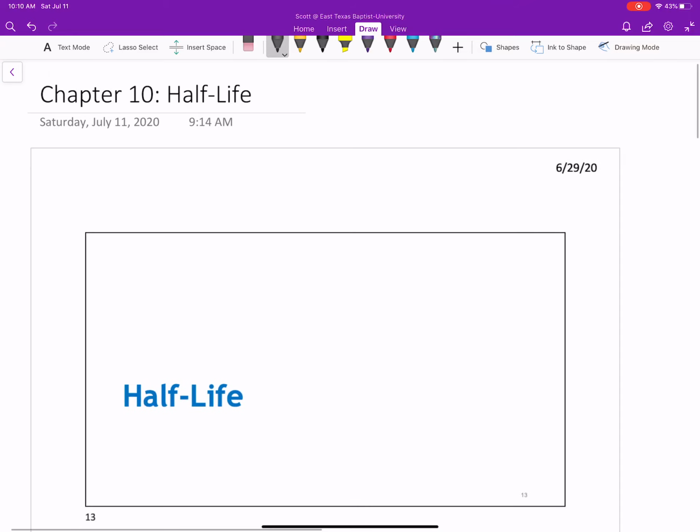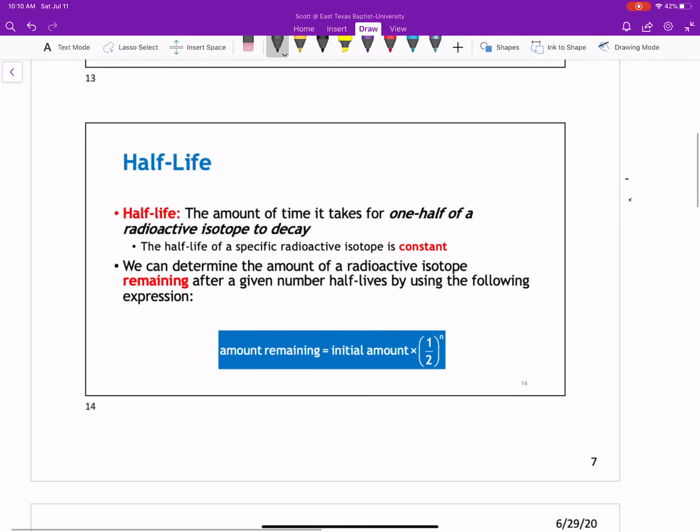Okay, class, today we're going to talk about half-life, which is found in Chapter 10, Nuclear Chemistry. Let's get started. So half-life is defined as the time it takes for 1/2 of a radioactive isotope to decay. So half-life is a time.